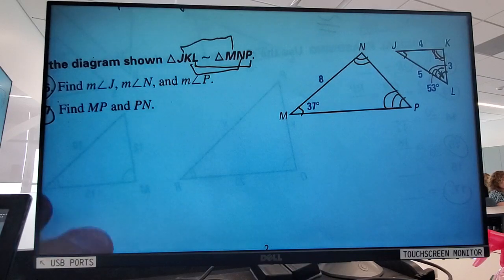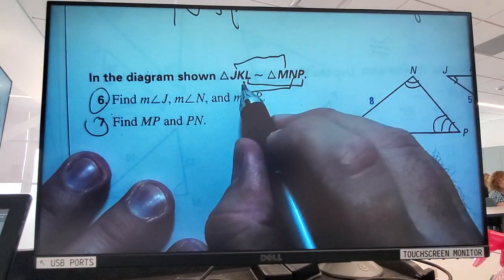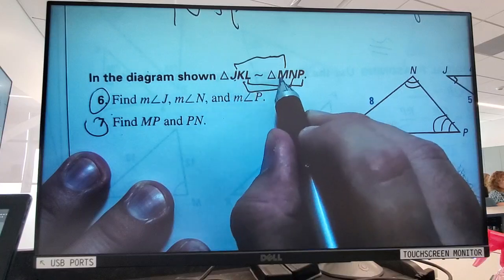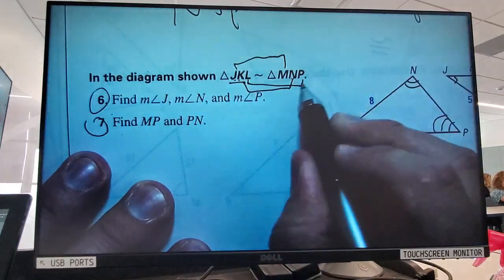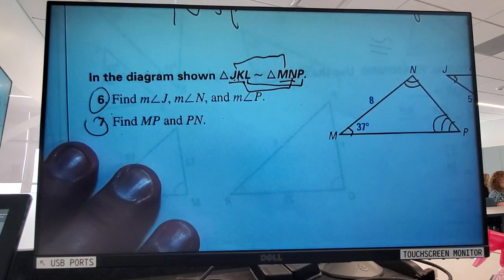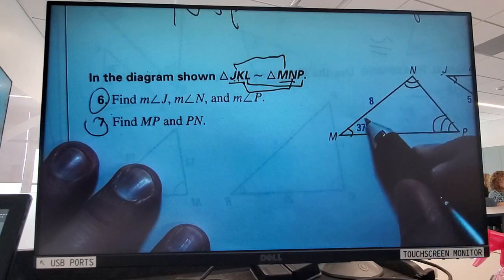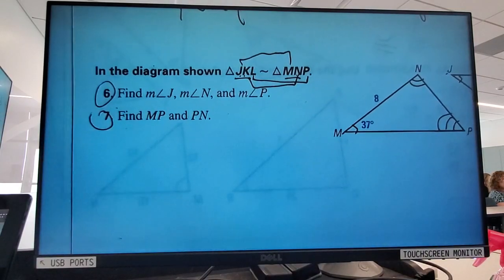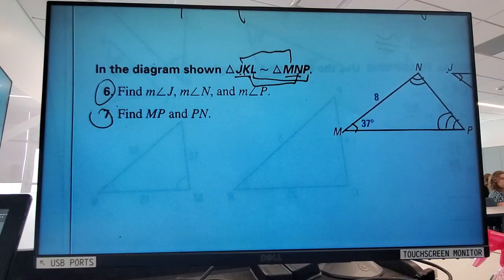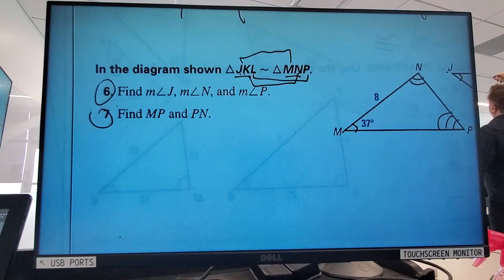Do you also notice, if I write the corresponding letters, then JK corresponds to MN. Is that true? JK corresponds to MN. So that's really cool. When you get your homework and you're starting to do it and they give you a similarity statement, they are giving you a ton of information. So let's start off with the easy one.